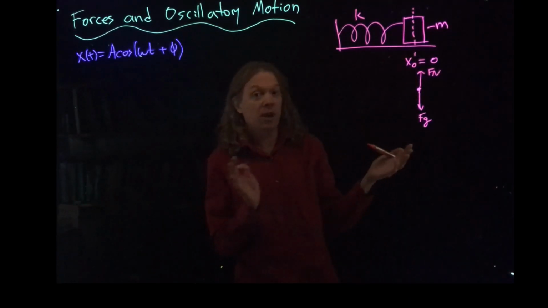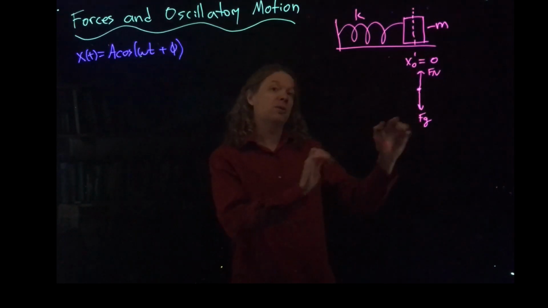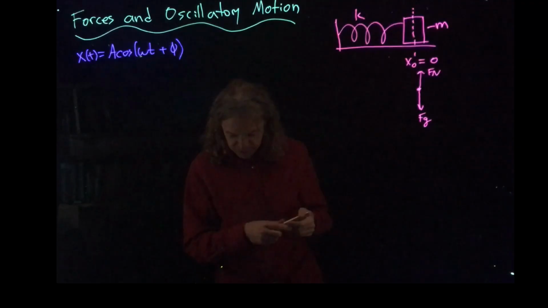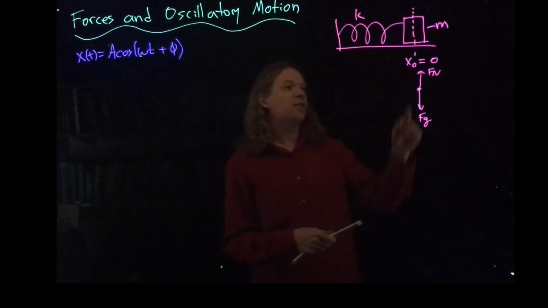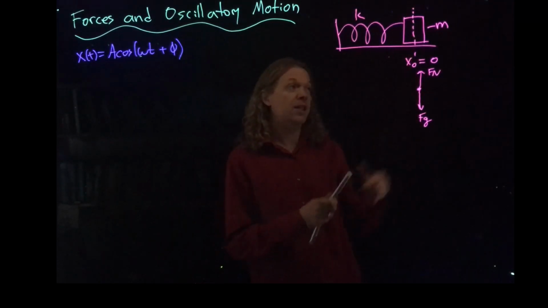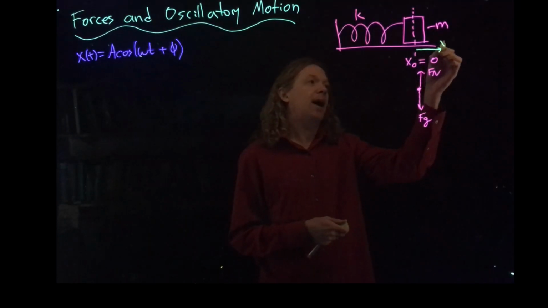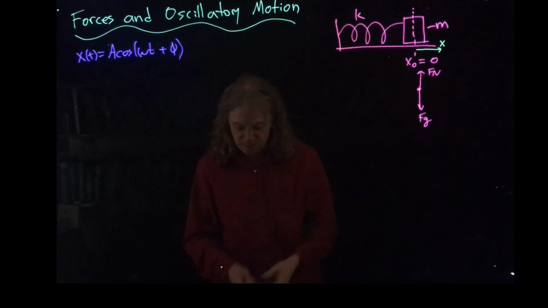There's no action going on in the y direction, so I actually don't worry about those two forces. Now I'm going to worry about the x direction. Let's get a direction for the x direction. So I have x naught is 0, so that's the equilibrium position. I'm going to do positive x to be that way, so let's just be super careful about that.